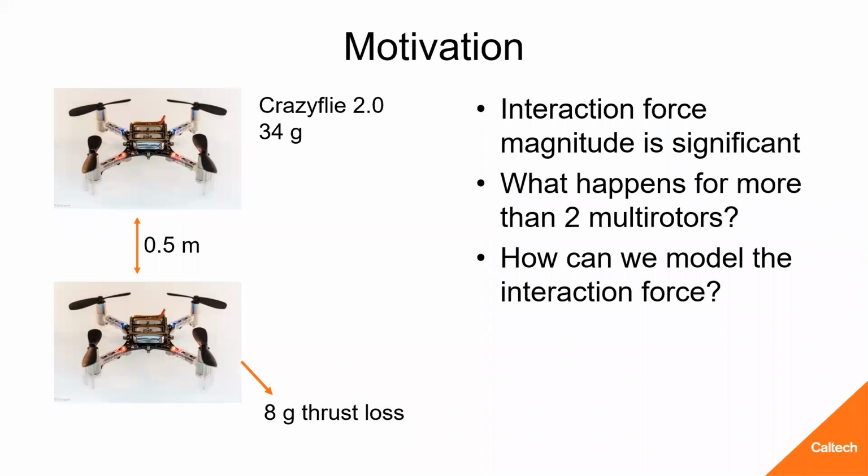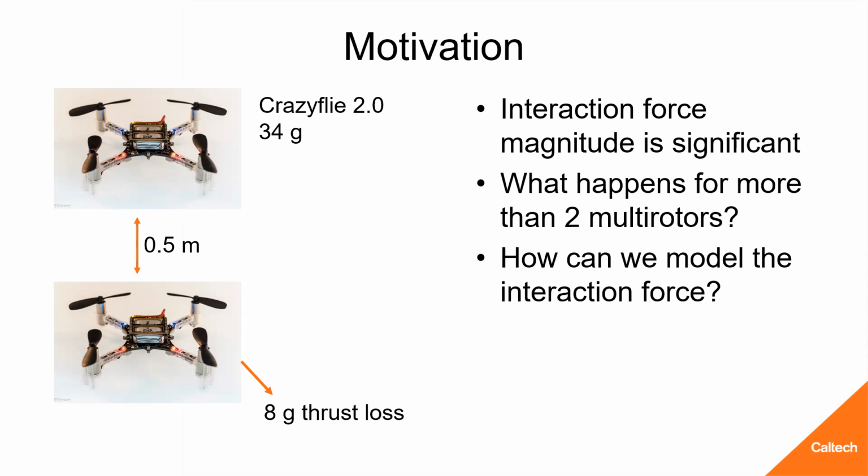And so we started out by just trying to measure how bad this effect is. And it turns out it is significant. So the quadrotors we use here are just 34 grams in weight. And if you fly about half a meter on top of each other, you lose 8 grams of thrust. That's actually a thrust that we could afford within the limits of the motors. So technically, we should be able to compensate for it from the specs.